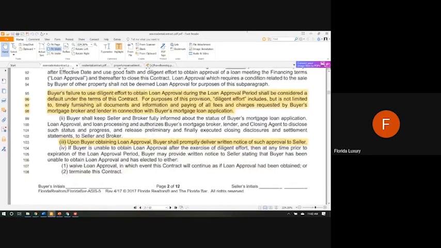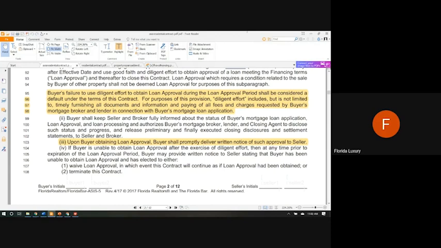Now, when you get down here, the buyer's failure to use diligent effort to obtain loan approval during the loan approval period is considered a default under the terms of this contract. What does diligent effort mean? A buyer quits their job in the middle of the loan application and gets denied. Is that diligent effort? Is the buyer going to get their escrow back at that point? Not if I'm the selling agent.